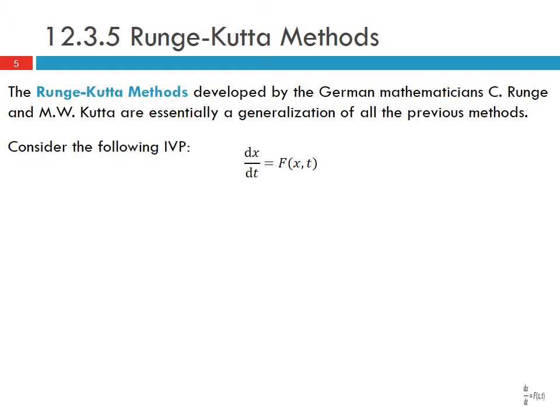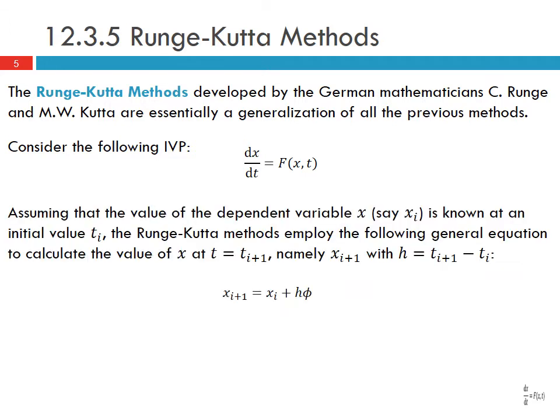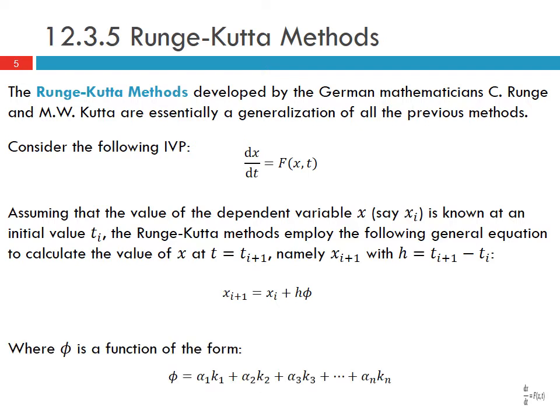So consider again our initial value problem, dx/dt is equal to a function of x and t. If we assume that the value of the dependent variable x is known at an initial value ti, then Runge-Kutta methods employ the following general equation to calculate the value of x at ti plus 1. So x_{i+1} is equal to x_i plus h, which is our step size, times phi, where phi is a function of the form alpha_1 k_1 plus alpha_2 k_2 plus alpha_3 k_3 up to alpha_n k_n.